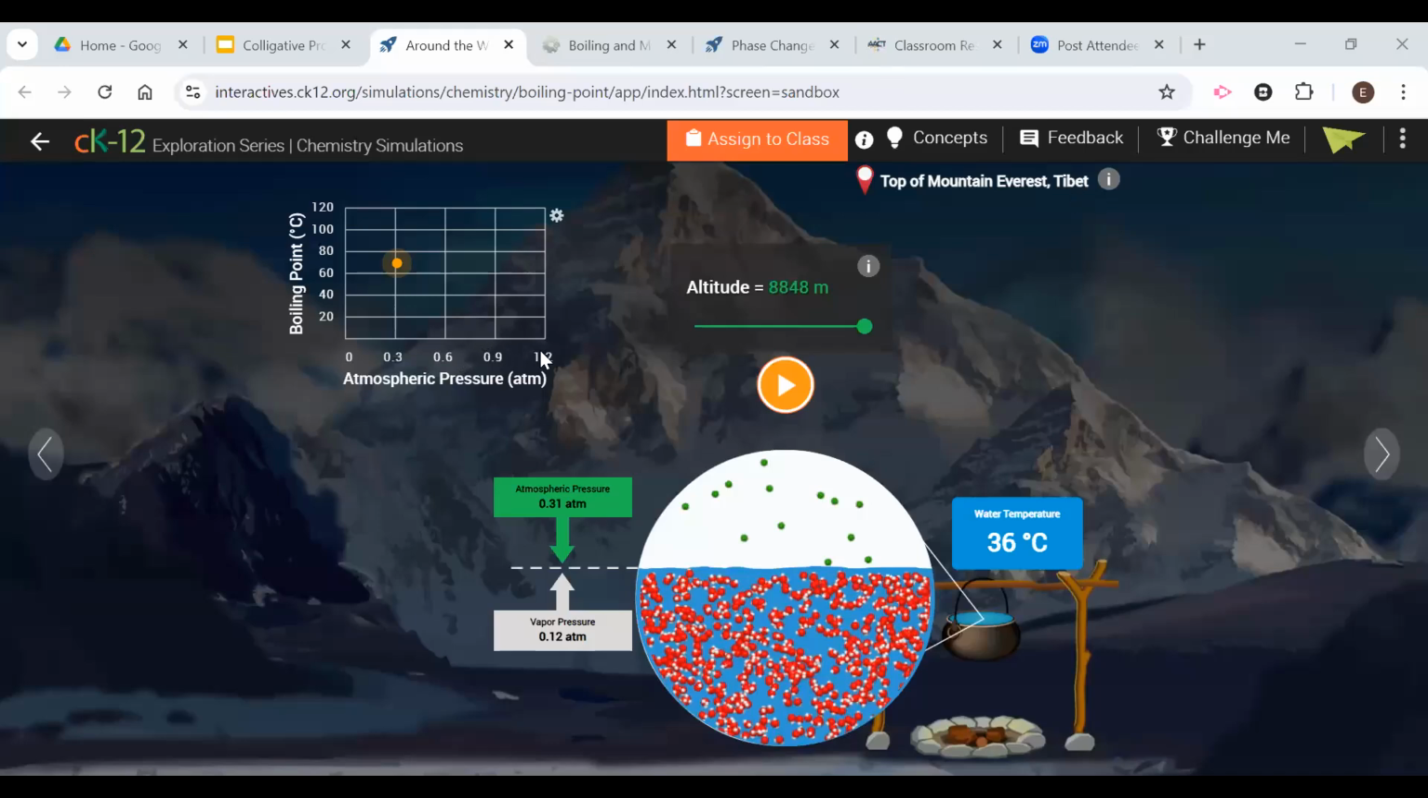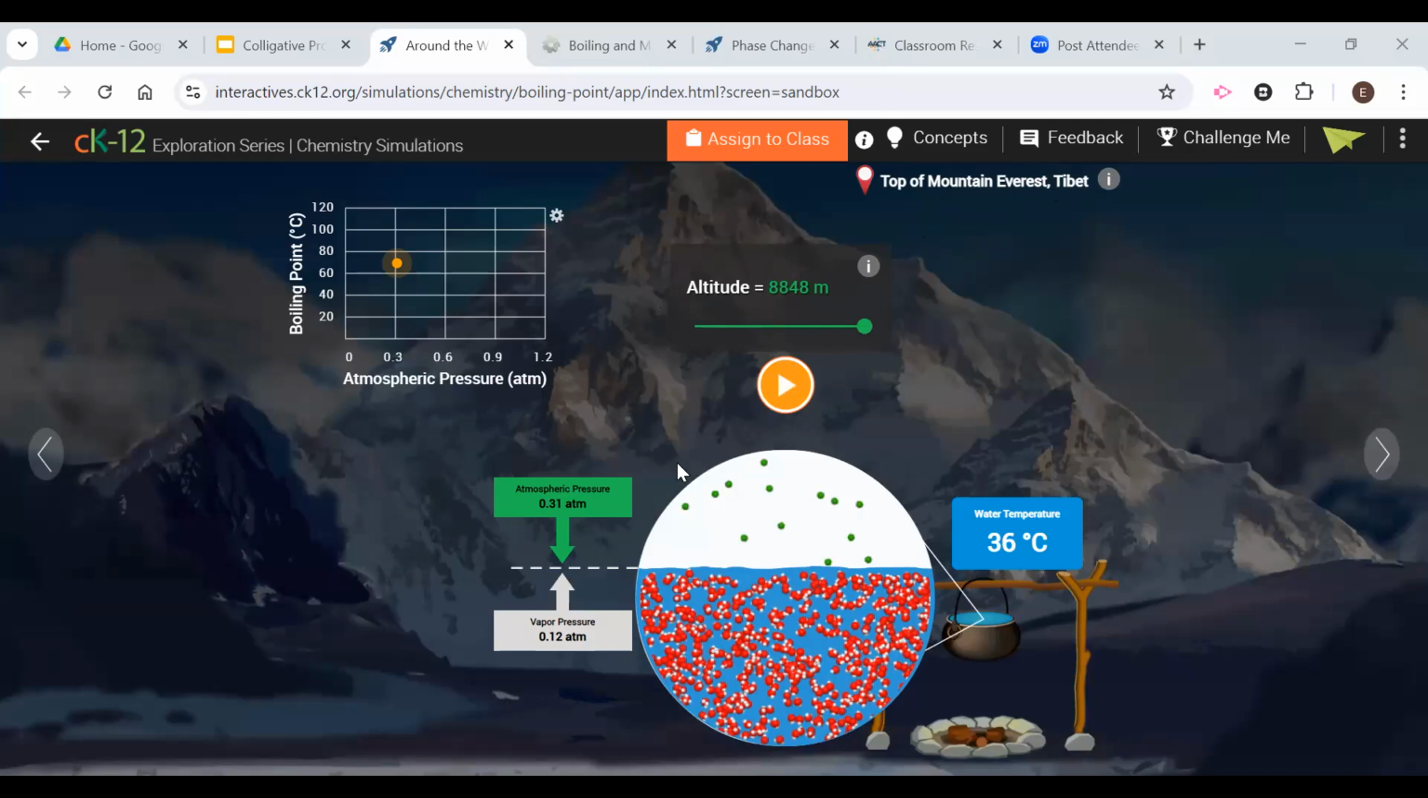This is a simulation. Where is the location? Altitude is this. This is the top of Mount Everest. You're at the top of Mount Everest and you want to boil water. Okay, let's start the simulation. Remember, for boiling to take place, the vapor pressure and atmospheric pressure have to be equal.